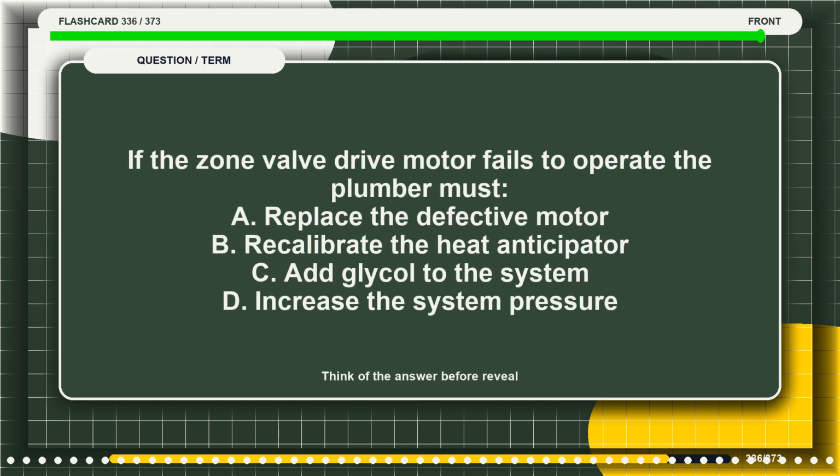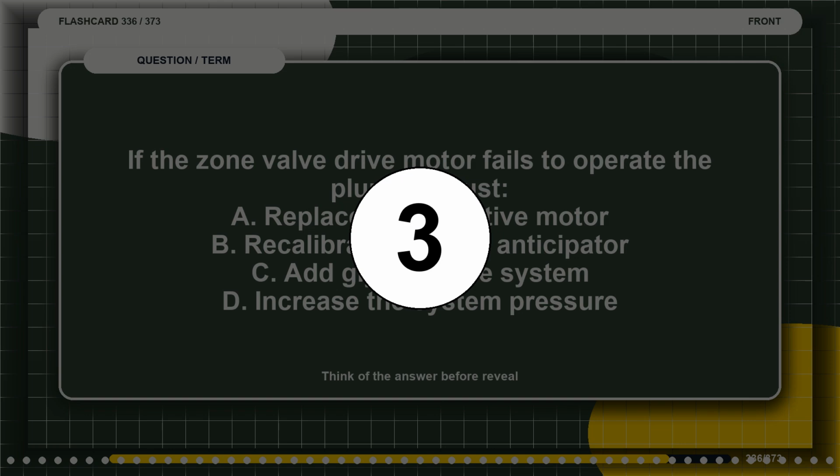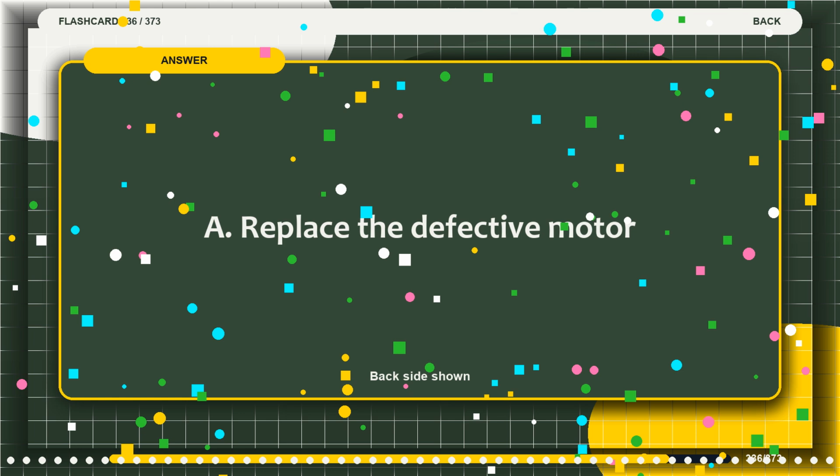Flashcard 336. If the zone valve drive motor fails to operate, the plumber must: A. Replace the defective motor. B. Recalibrate the heat anticipator. C. Add glycol to the system. D. Increase the system pressure. Think of the answer before the reveal. The answer is A. Replace the defective motor.